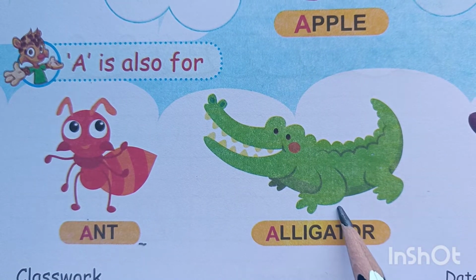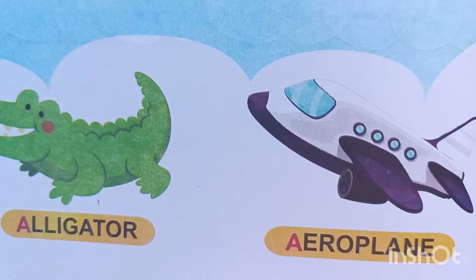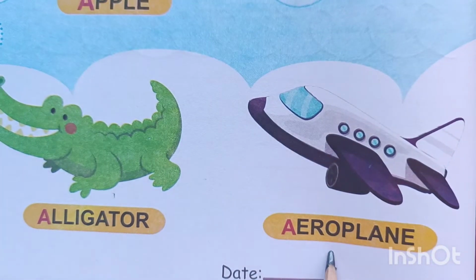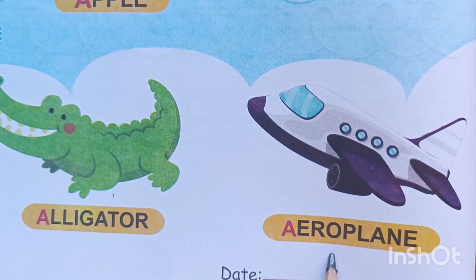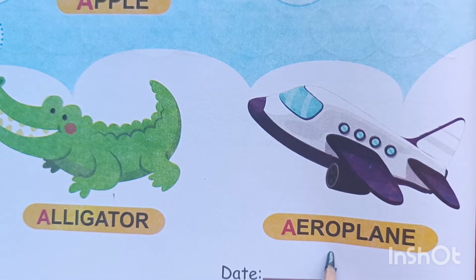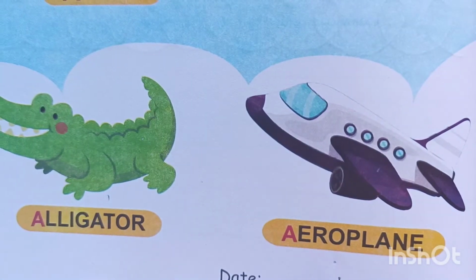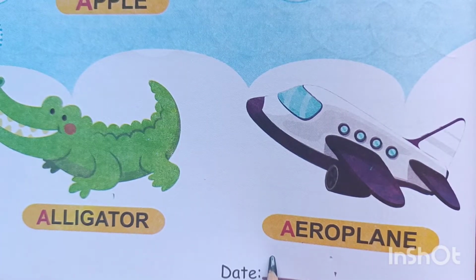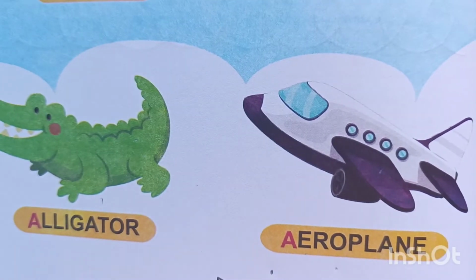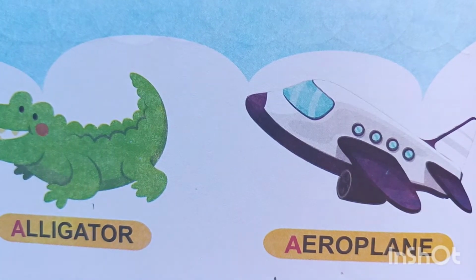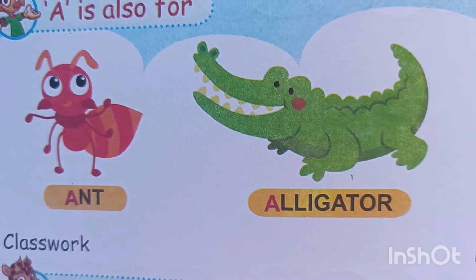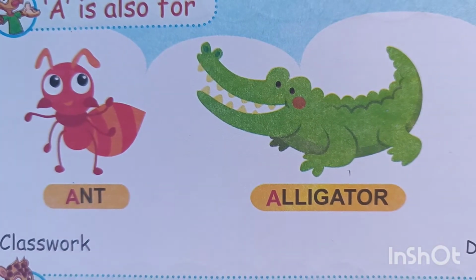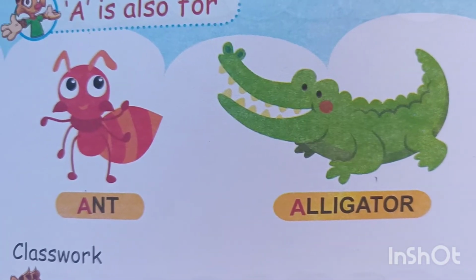A is also for alligator. See children, A is also for aeroplane. Now we will learn the sound of A. A says eh. Aeroplane, eh. Alligator, eh. Ant. So A says eh. So the sound of A is clear to you.